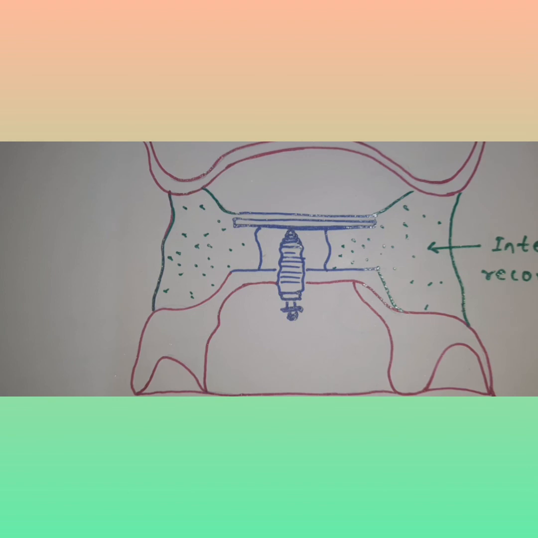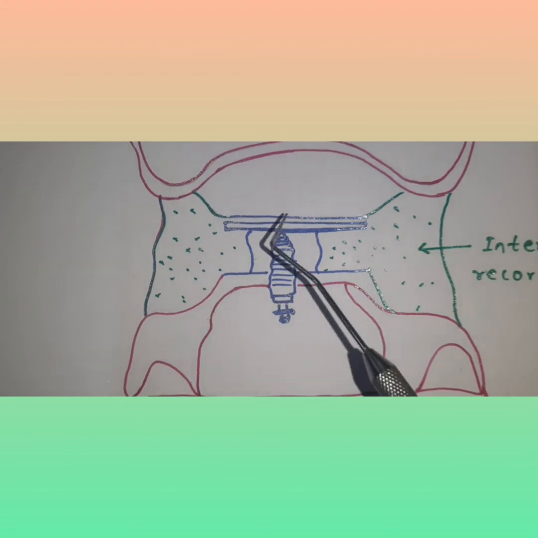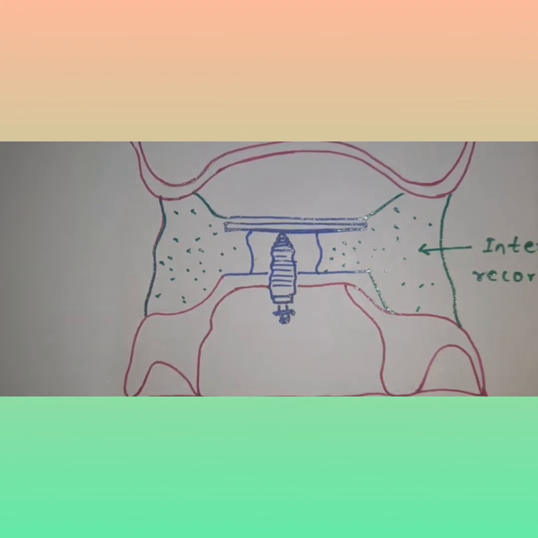Now, what are the factors which we consider during graphic methods? One is the stability of the record bases, because if the record bases are not stable, you will never be able to make a proper centric relation record. The occlusal rims should offer more resistance to the horizontal movements than the central bearing point. There should be no resistance to the movement of the central bearing point. They should be away from that.